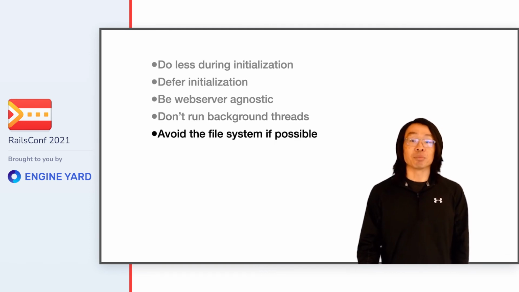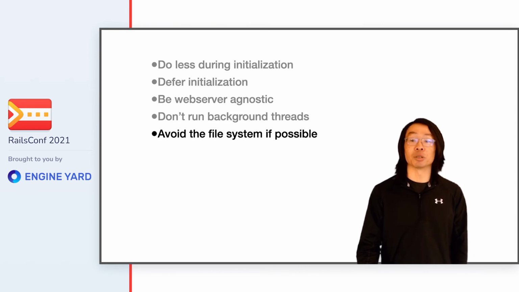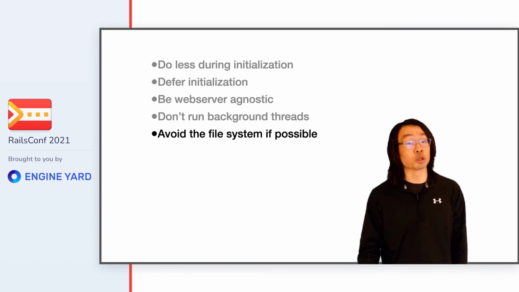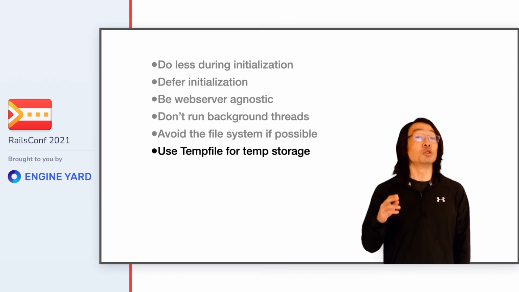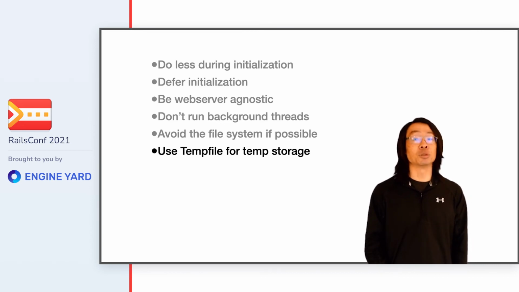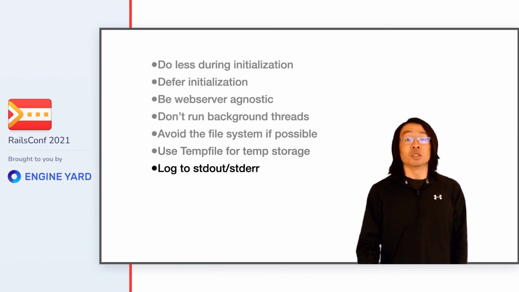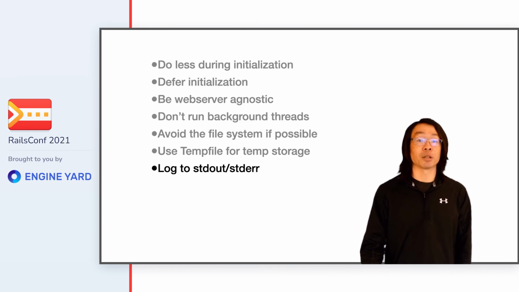The file system. Use it less. Parts of the file system may be slow, remember, or might not even be writable at all. So avoid it as much as you can. Don't use the file system as scratch space. Definitely don't use it to persist data. Use a database or a storage service for that. If you really need a temporary file, use Ruby's temp file class. Don't assume that you can just create a temp file anywhere. Don't log to files. Log to standard out or standard error.